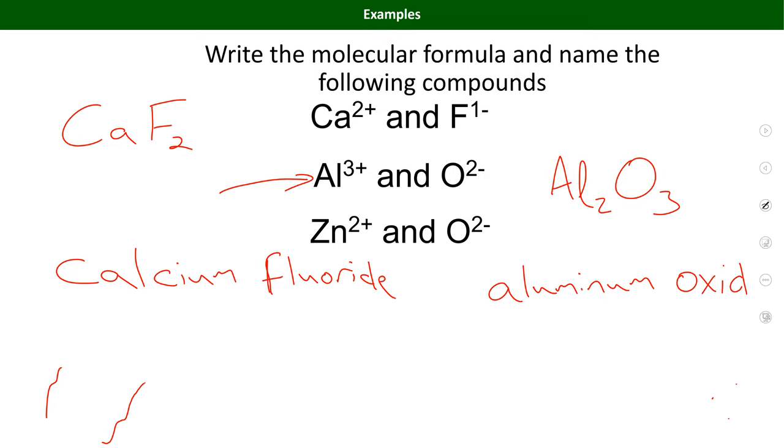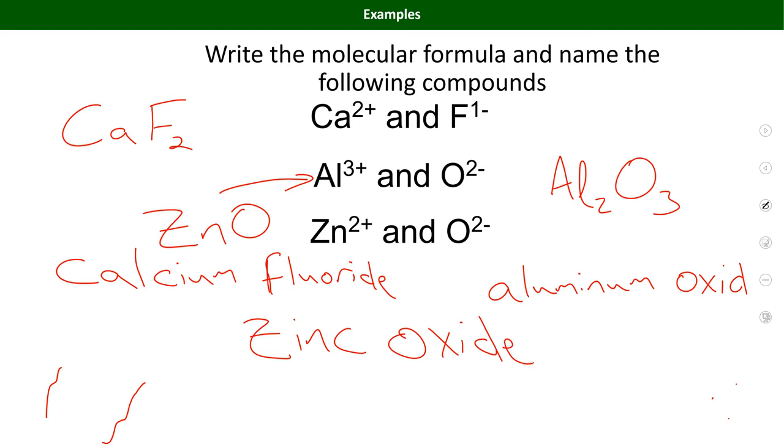So I don't like to use that rule because I would prefer you actually think about what you're doing. You're making the charges add up to zero. Because then it becomes really obvious. If you think about it that way, all you have to do is one zinc and one oxygen adds up to zero. And that means, what's the compound's name? Zinc oxide. Zinc oxide. Easy enough, right?